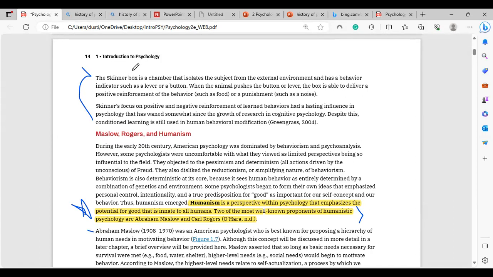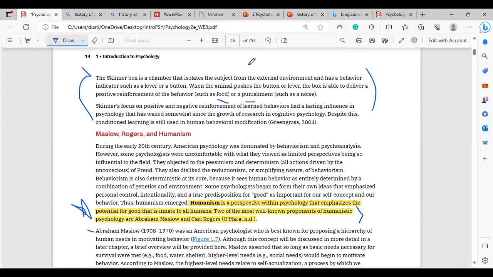So it says right here, the Skinner box is a chamber that isolates the subject from the external environment and has a behavior indicator such as a lever or button. When the animal pushes the button or lever, the box is able to deliver a positive reinforcement of the behavior, such as food, or punishment. So this is where I'm talking about that misconception of his daughter being put in something like that, but it wasn't happening.